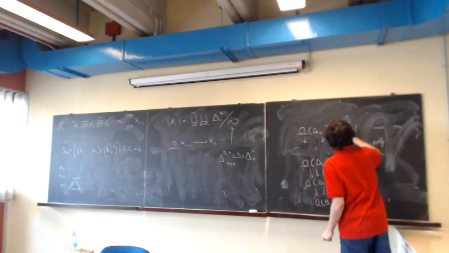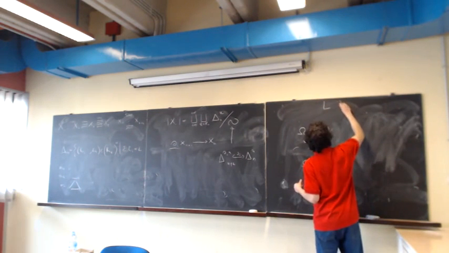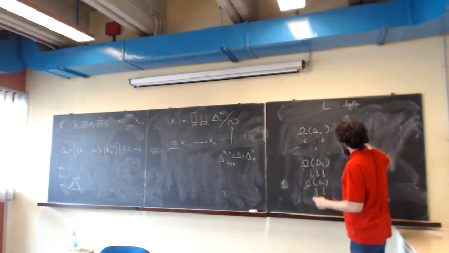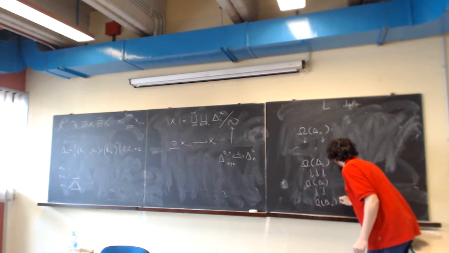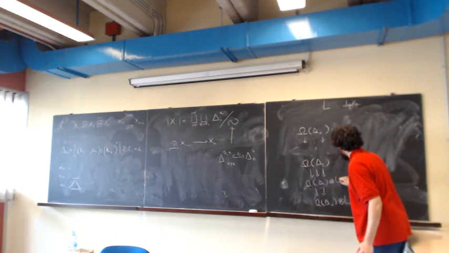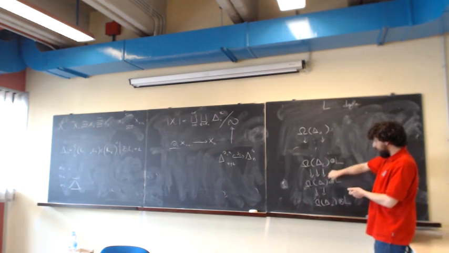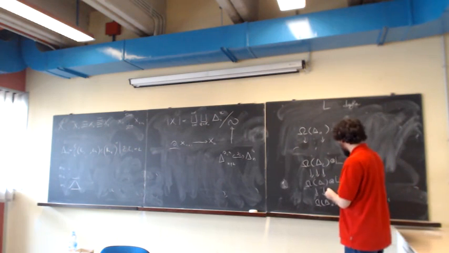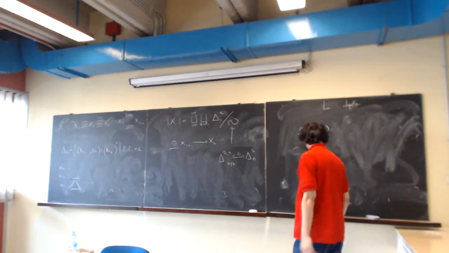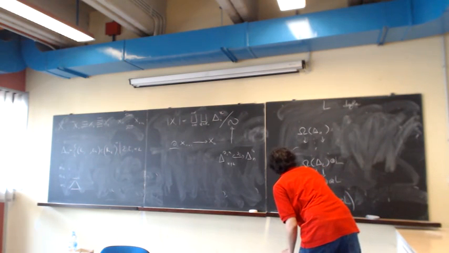Now, let L be a DGLA. By extension of scalars, there are induced DGLA structures on these tensor products. So we have a simplicial DGLA. Now we can take Maurer-Cartan elements to get a simplicial set.